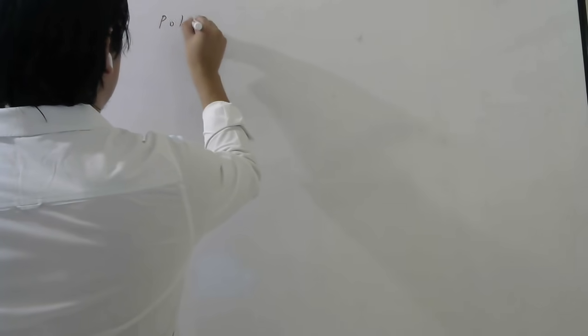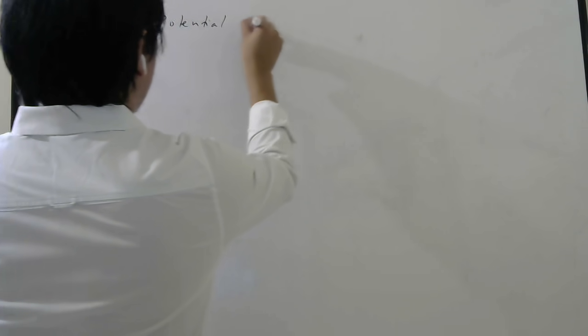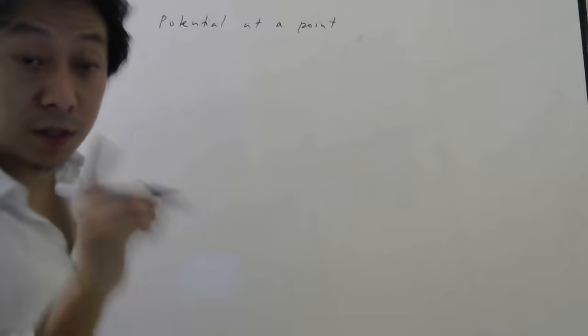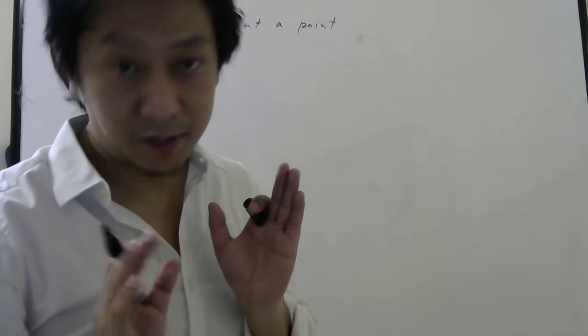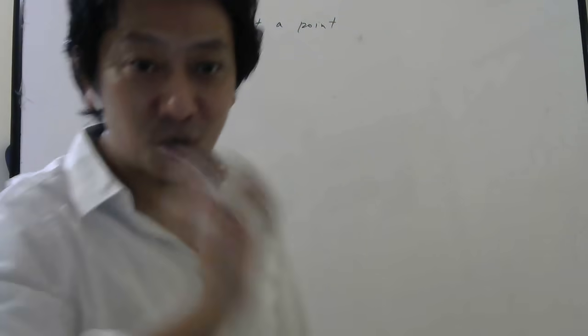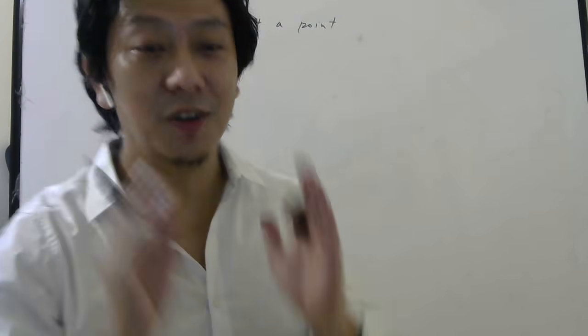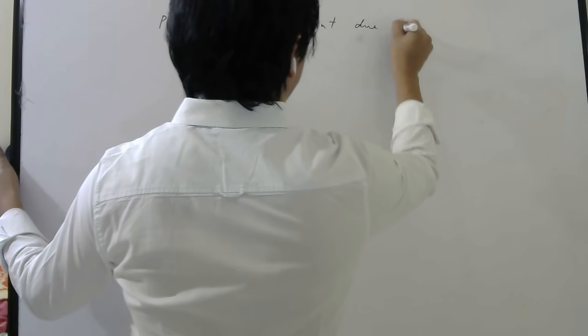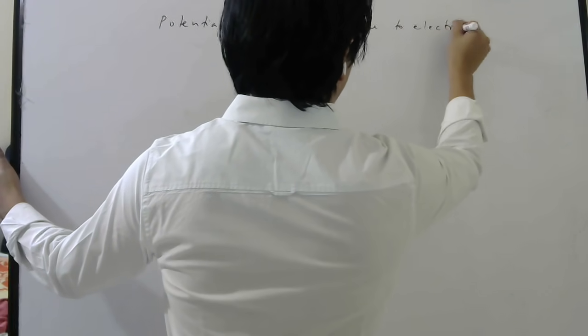Potential. Potential is always calculated at a point due to source charge. Now we did one point source charge. Now I am not going to give you one point source charge, I am going to give you a dipole. So potential at a point due to an electric dipole.